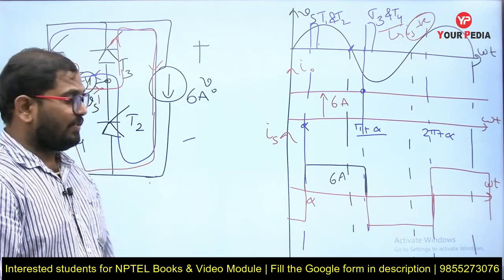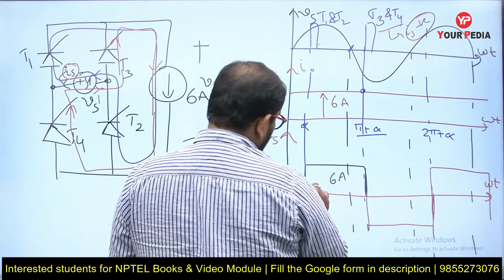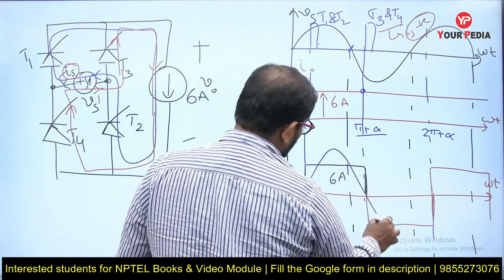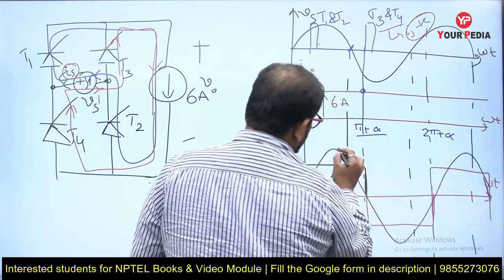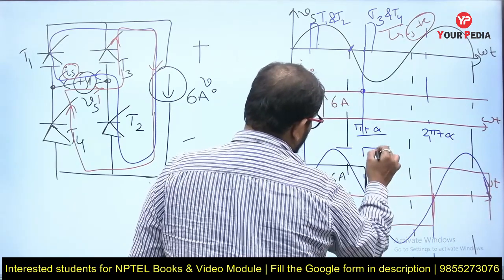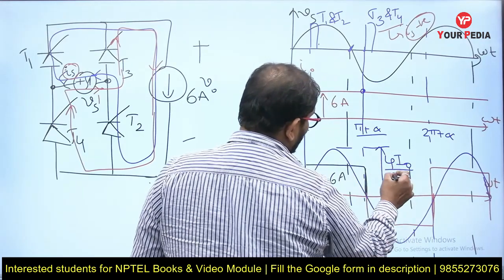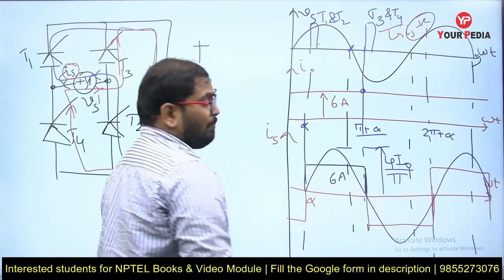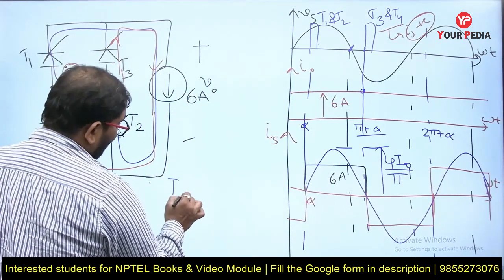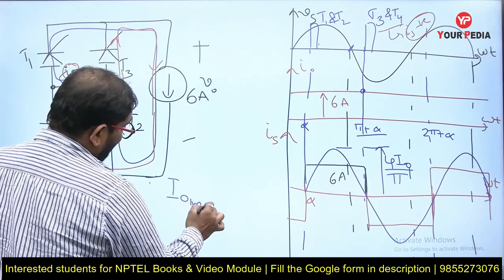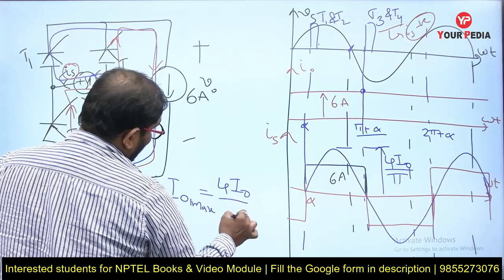We know the Fourier series for this square waveform. What is the Fourier series for this square waveform? What peak value will we get? The peak value will be 4 I0 by n pi, but it is the fundamental, so we take n as 1, which gives pi. So what is the peak value of the fundamental current? I01 maximum, which is equal to 4 I0 by pi.